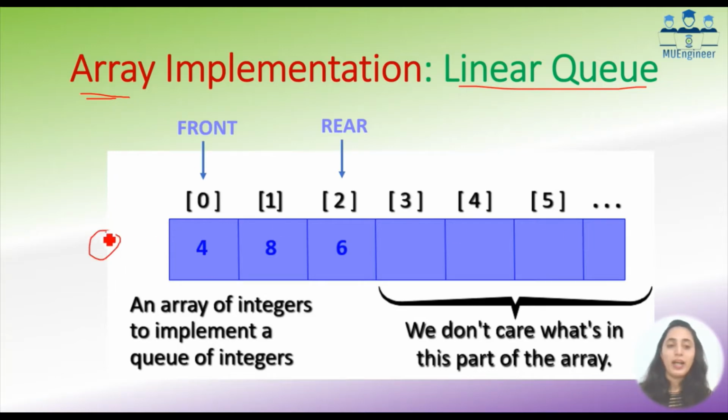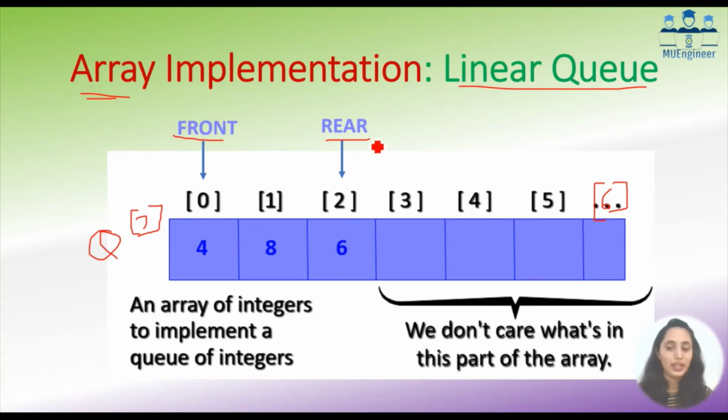Suppose मैंने array का नाम रखा है Q, capital Q, और array का size दिया है, say for example, 7. So these are the blocks in my array. That means the Q is of size 7. तो मुझे array मिलेगा 0 to 6 location का. Okay, so I have these two variables which I maintain with me, that is front and rear.